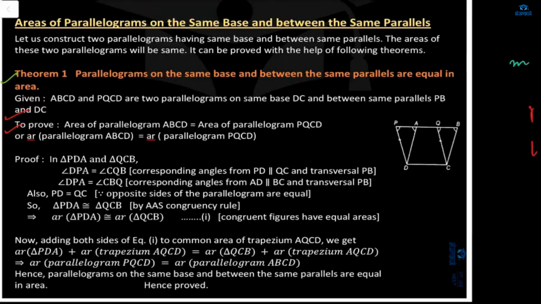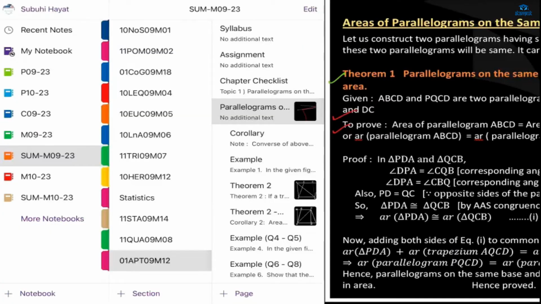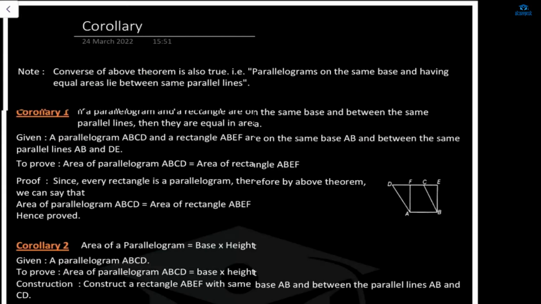Always I tell you that when there's a theorem, in most cases we have the converse of the theorem also. So the converse of the theorem is also true. That is, parallelograms on the same base and having equal areas lie between the same parallel lines. Understood? So if they are on the same base and the areas are equal, they are actually lying between the same parallel lines. Now you can see here.